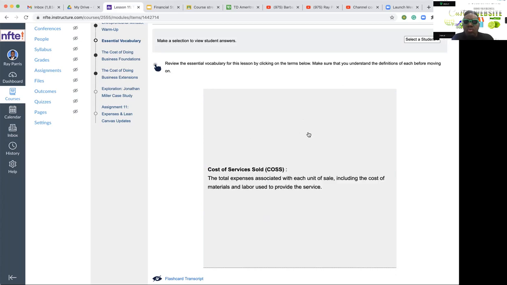Cost of goods sold is the total expenses associated with each unit of sale, including the cost of materials and labor used to provide the service. So the cost of goods sold is the total expenses associated with that unit. Now we have to look at shipping and packaging. You add these other elements into that expense, and that will give you the total cost of goods sold.